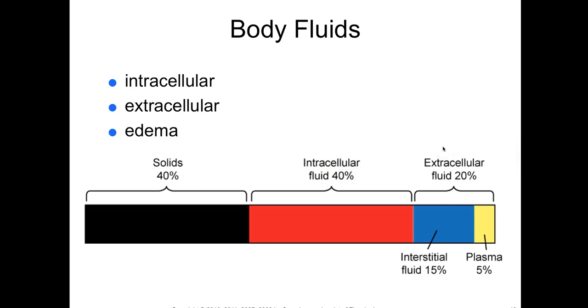Our extracellular fluid is further divided into plasma, which makes up 5%, and plasma is the fluid part of our blood, and the other portion is interstitial fluid, which fills the spaces between our cells. And then we have edema. Edema is not on this scale here though, because it is an accumulation of fluid in an interstitial compartment. And sometimes we can get an excessive amount of edema, which is going to cause swelling within our body.